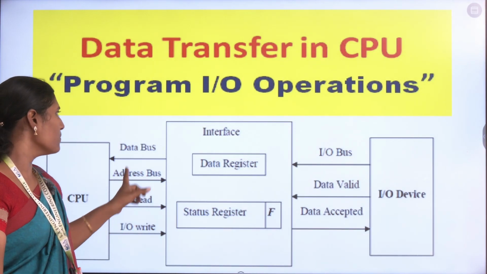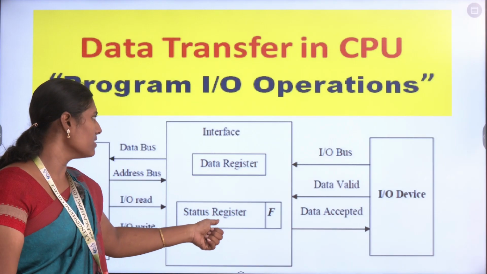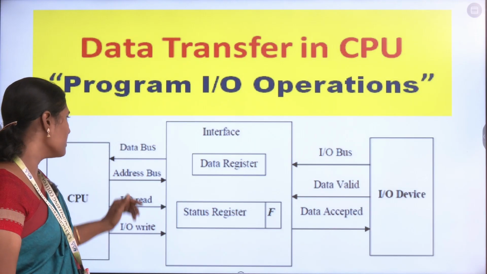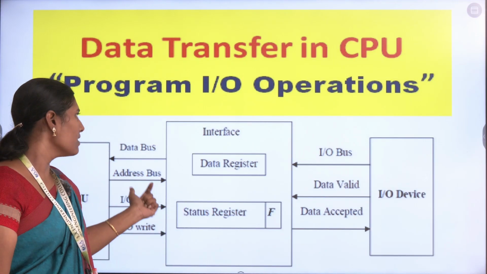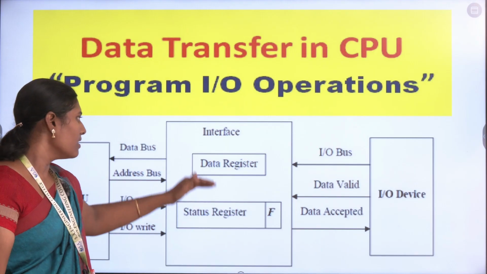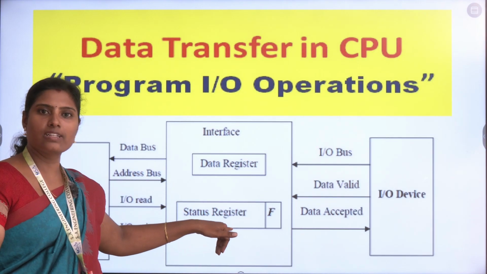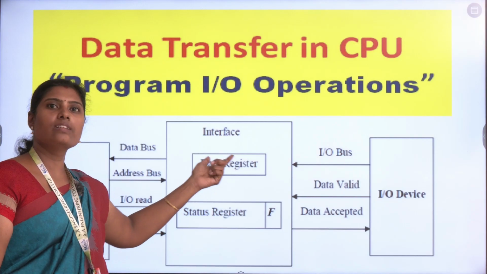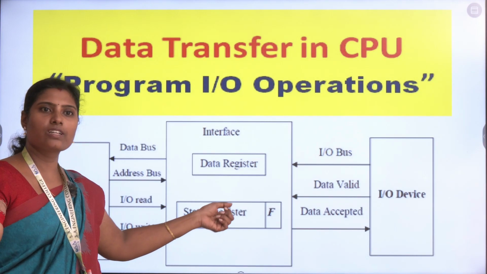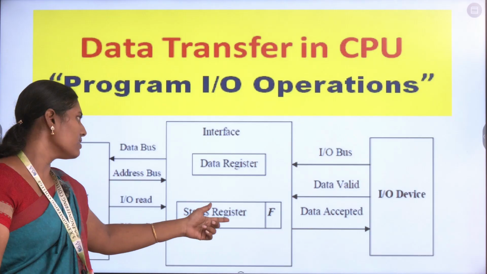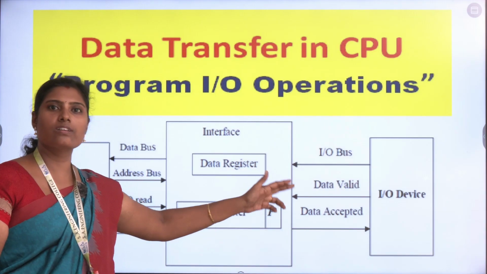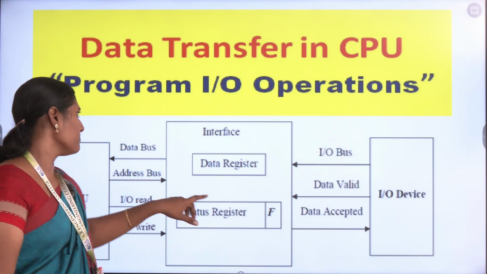So here we have a CPU which is interconnected with the interface and the input-output devices. From the CPU we have an address bus, data bus, and input-output read-write commands, through which it communicates with the input-output device through an interface. This interface consists of a data register and a status register, where the data register will store all the data being communicated from the CPU to the input-output device, whereas the status register, which we can call a flag register, will give the acknowledgement whether the input-output device is ready or not ready for the data transfer to take place.